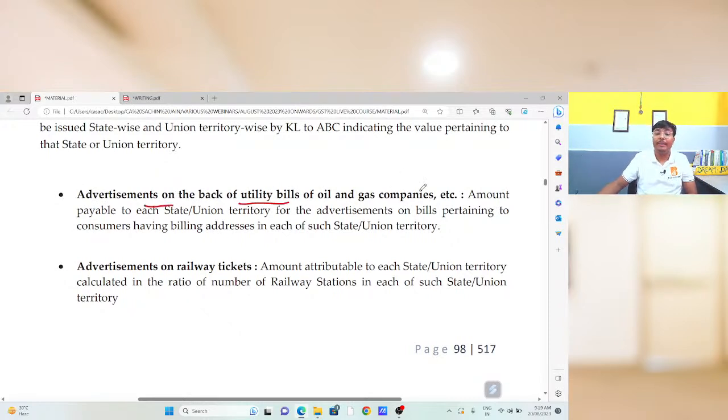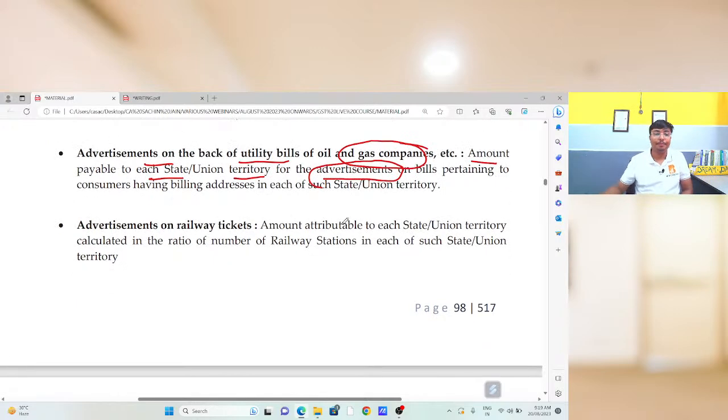Advertisement on the back of utility bills, oil and gas companies. If you get your electricity bill, on the back side of the electricity bill there are certain advertisements available for various schemes of the central government and state government. In that case, what will be the ratio for deciding the place of supply? For that, the amount payable to each state and union territory for advertisement on the bills. So in that case also, the place of supply will be decided according to the amount payable to the state for that advertisement on the back side of the utility bills of oil and gas companies and electricity bills. Now, advertisement on railway tickets.